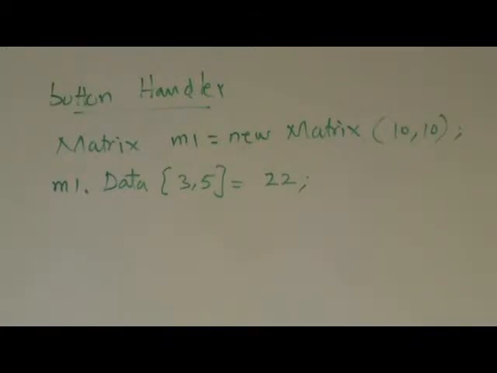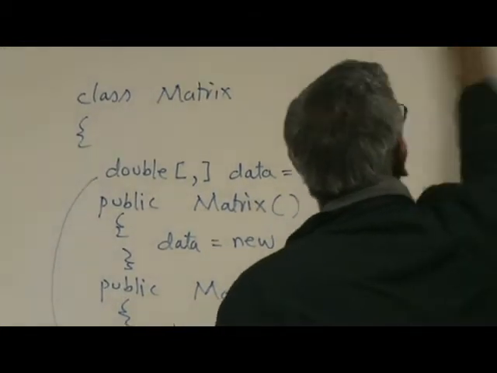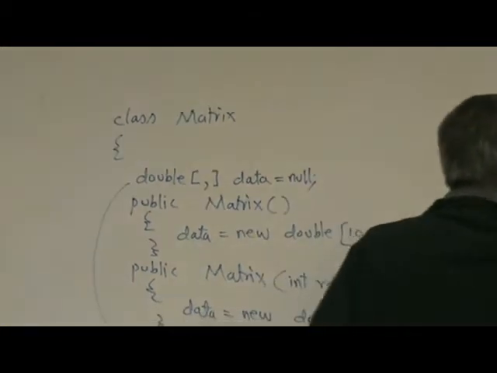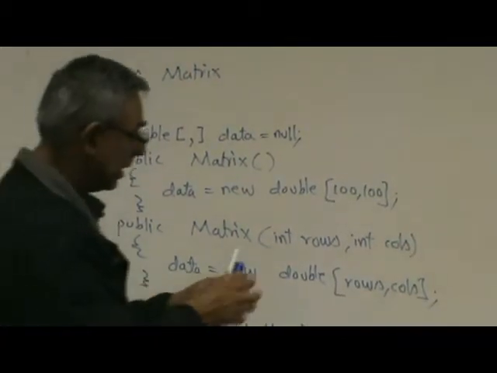However, that sort of looks not so clean. Wouldn't it be nice if somebody, rather than writing this, could simply say M1 of 3 comma 5, because M1 is the matrix? So we should be able to directly index the matrix. The only way we can do that is if we go to the class matrix and define an indexer. So what will our indexer look like? Okay, so now let's go to the matrix class and define an indexer.